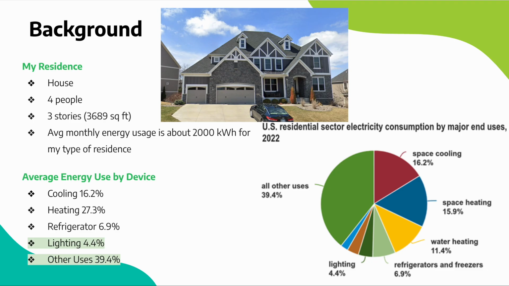So, a little bit about the background of my residence. I live in a house with my twin and my parents. Our house is 3 stories and around 3,600 square feet, so our average monthly energy usage comes out to be about 2,000 kilowatt hours. On the bottom right is a graph of the US residential sector electricity consumption, depending on different major end uses. I did want to highlight lighting and other uses, as those two sectors are most relevant to the devices I used for today's project.